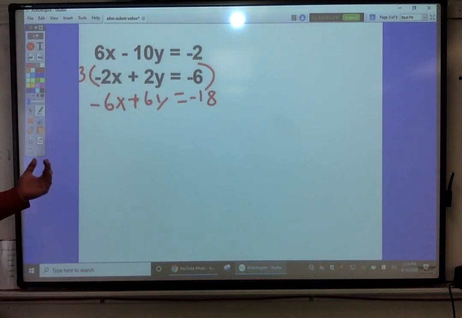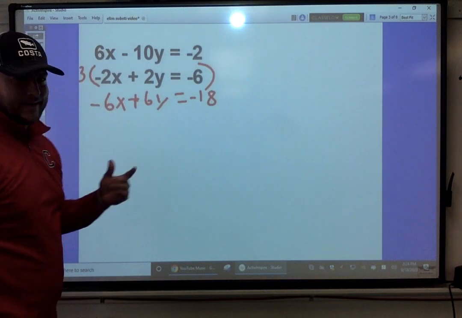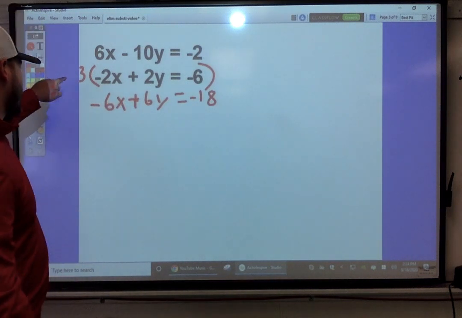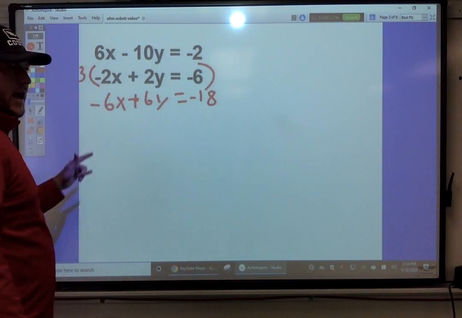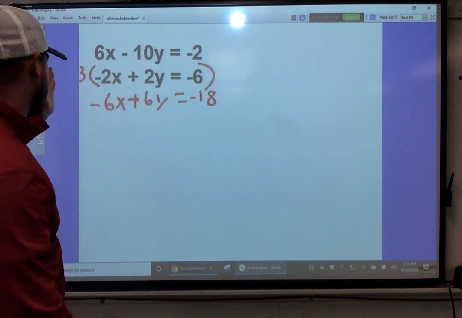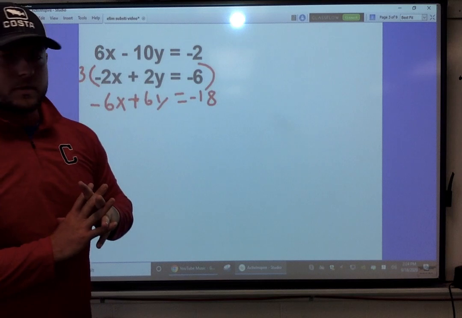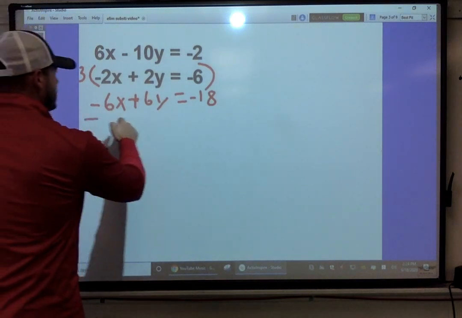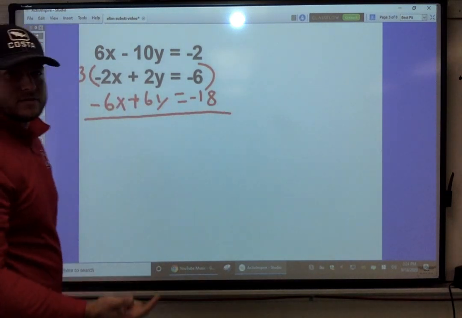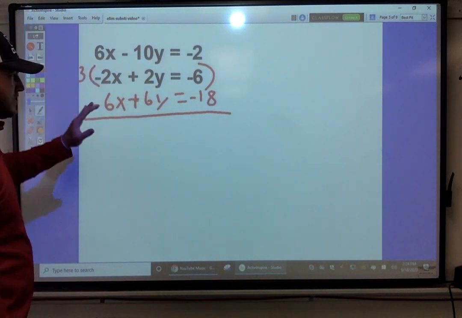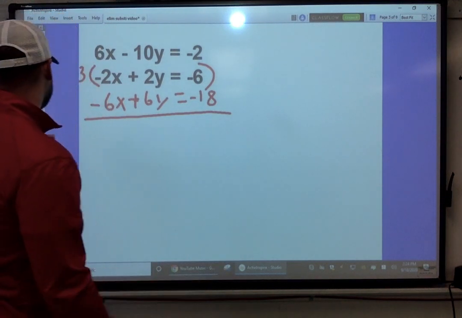So you might be thinking, wait, that's a positive 6x and a negative 6x. That's okay. Yes, technically we could have multiplied by a negative 3 and then subtracted. But if we multiply by a positive 3, then all you've got to think is, well, let's add the equations. Because if we add a 6x plus a negative 6x, they're still going to cancel, right? So 6x plus negative 6x gives us 0.